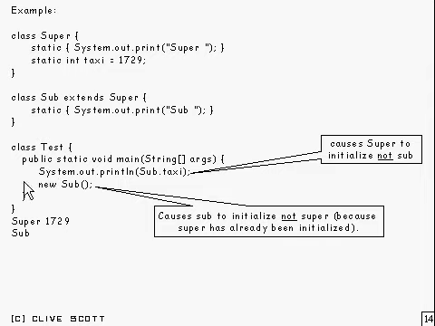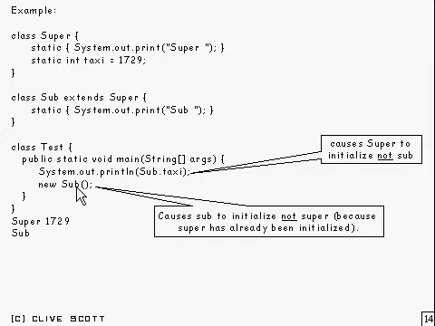Going to have a look at something down here. Right, so what we've got here, this prints out Sub.taxi. Well, Sub of course inherits taxi, and the question is what gets initialized, and it's the class that the field taxi is in, which is of course Super and not Sub. So this will cause Super to initialize, not Sub.